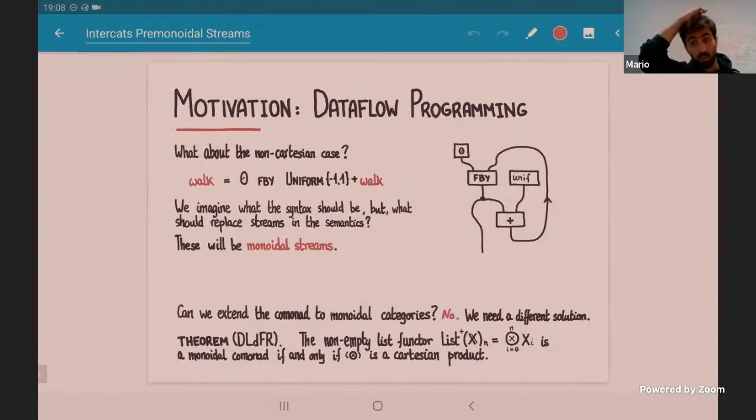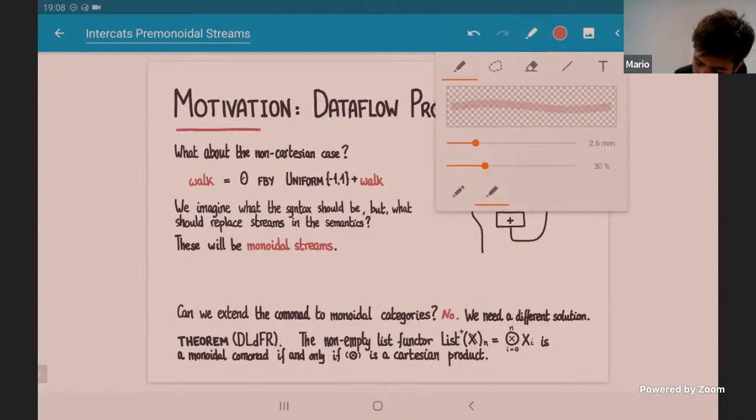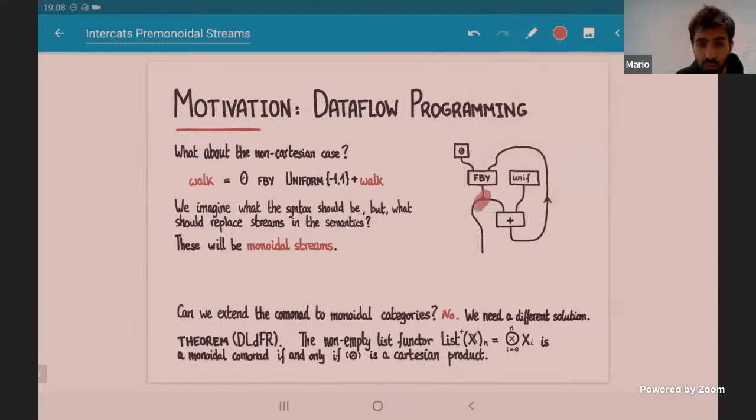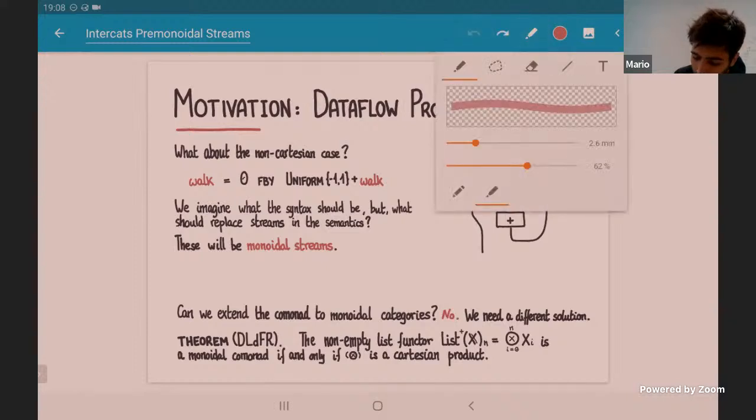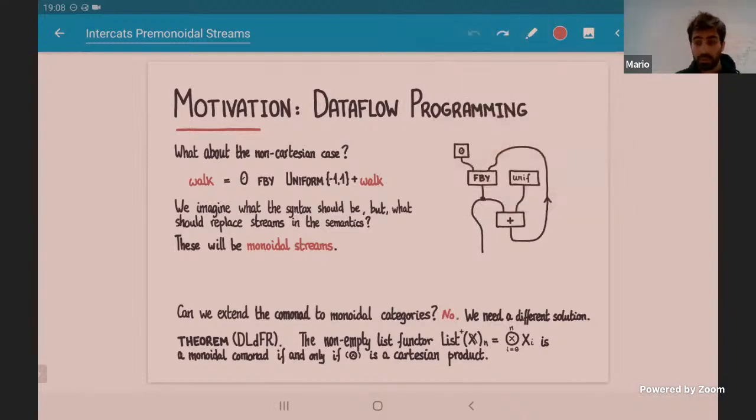The problem is when we try to go past the Cartesian case, because you may want to do some stochastic program or some quantum program, and then you don't want to require Cartesianness. It feels like everything should work exactly the same. Perhaps we won't have this copy, or it's not going to be natural anymore, or you are going to have a syntax that doesn't let you duplicate variables. But apart from that, it seems like it should be a pretty smooth pass from Cartesian to monoidal.